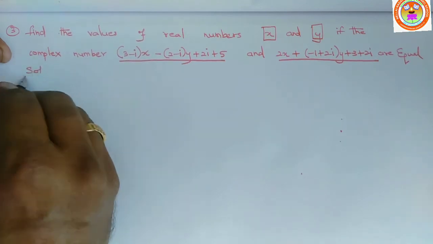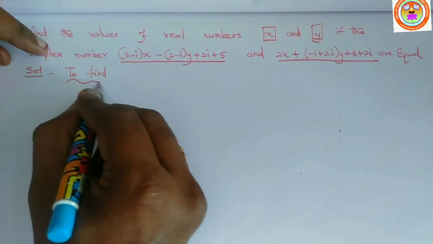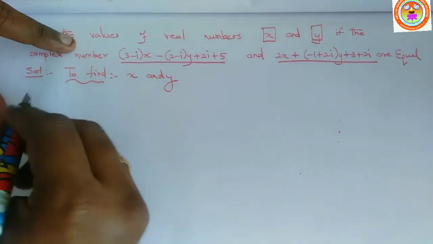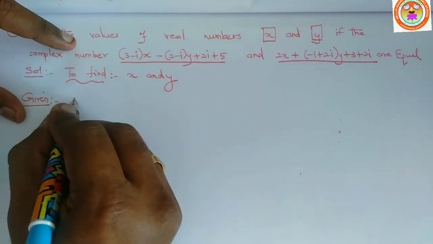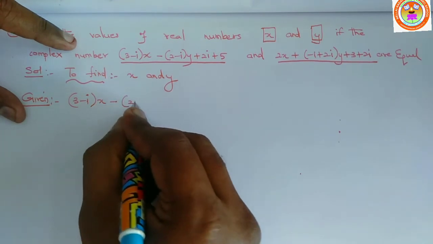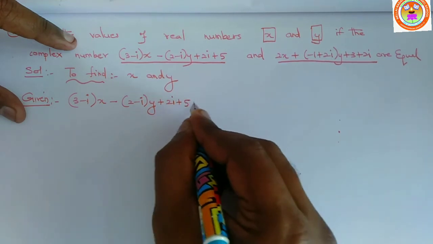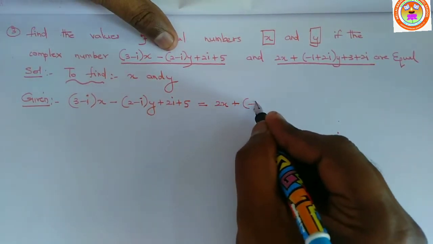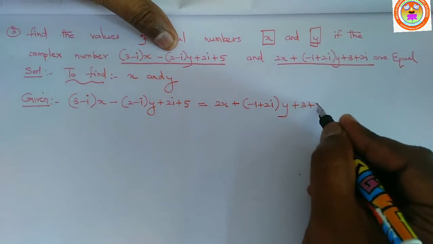Solution: to find x and y. Given, what is given? The two complex numbers are equal. So I can write (3 minus i) x minus (2 minus i) y plus 2y plus 5 is equal to 2x plus (minus 1 plus 2i) y, 3 plus 2i.